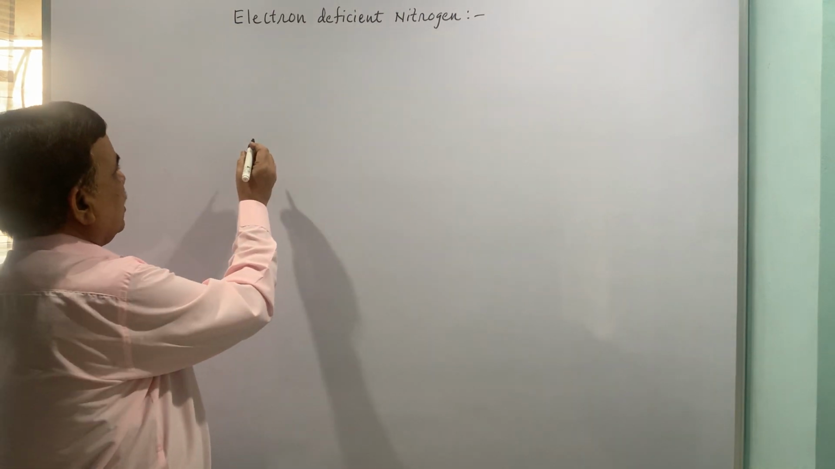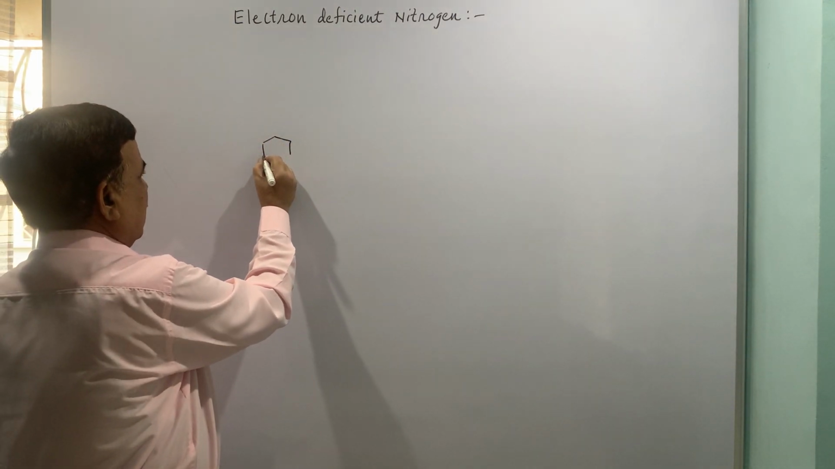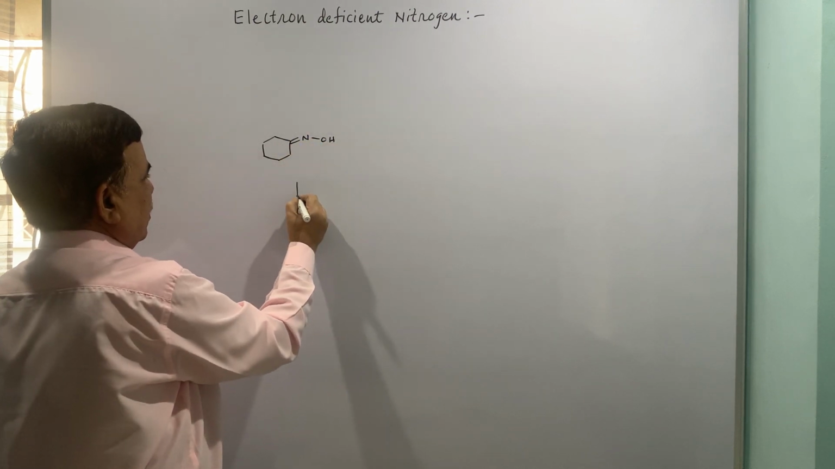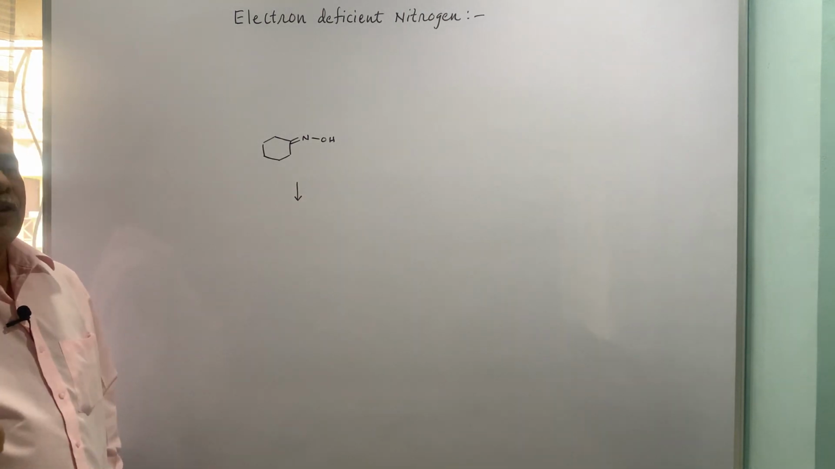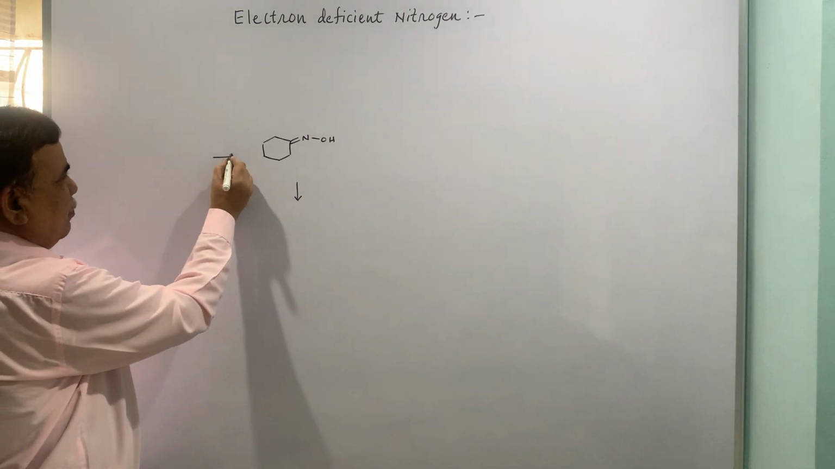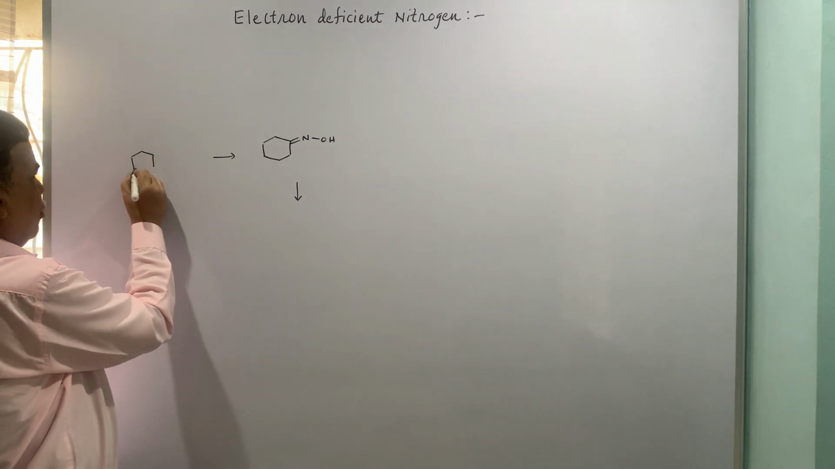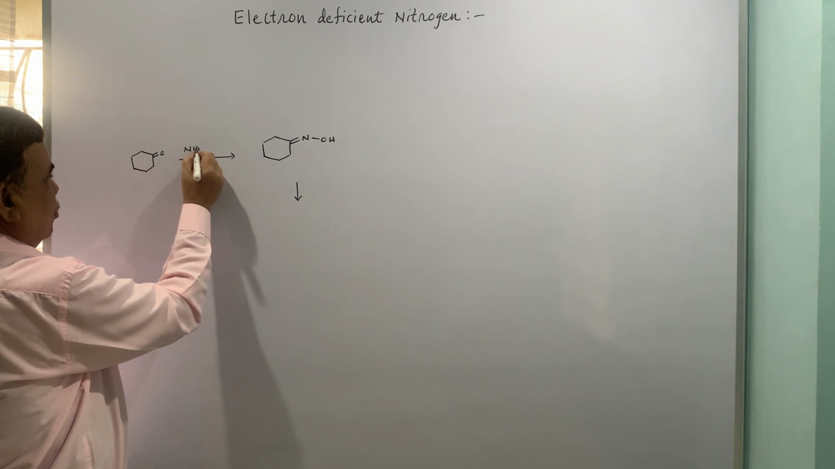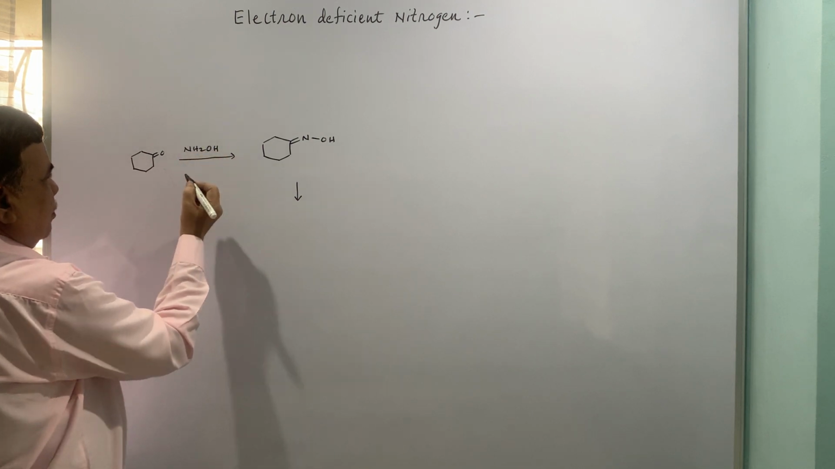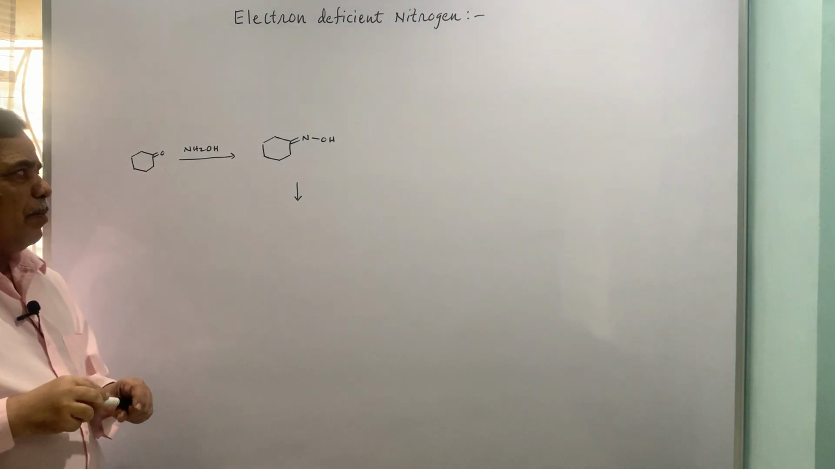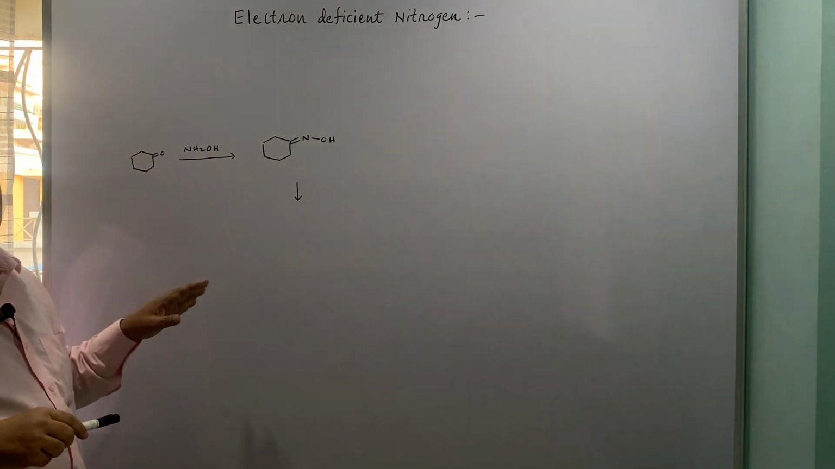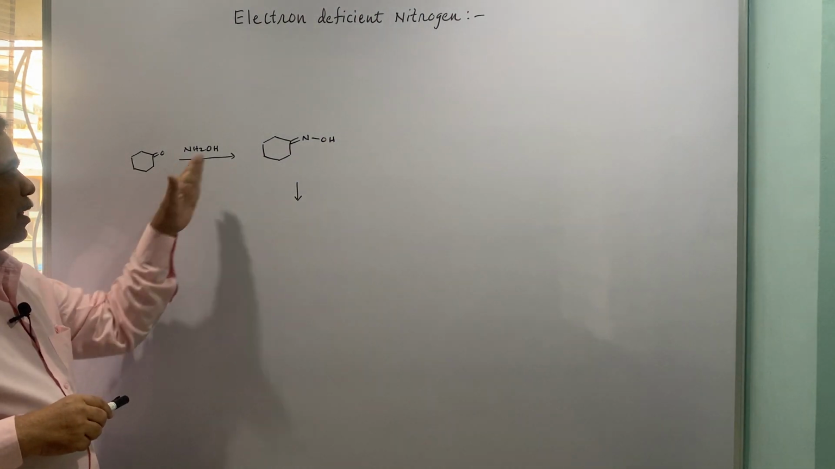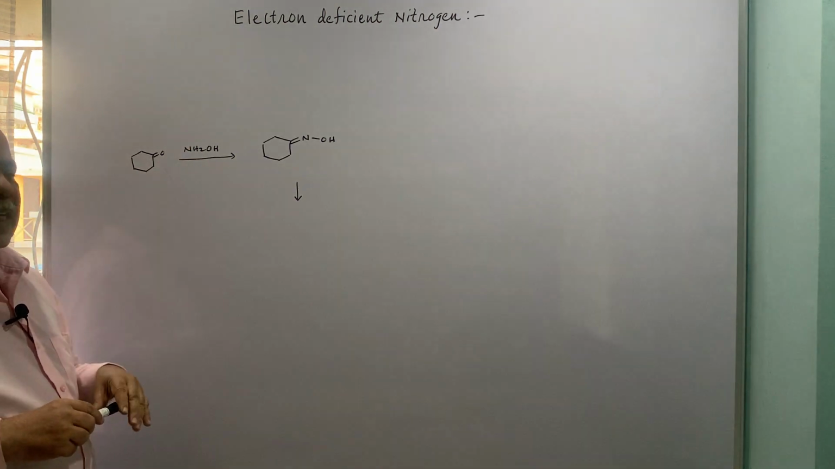Now Beckmann rearrangement, the standard example I will put, the oxime of cyclohexanone. So this is formed when cyclohexanone is treated with NH2OH, hydroxylamine. Actually hydroxylamine hydrochloride is there, and along with it some base is added like sodium acetate, NaOH, etc. That is how you get the oxime. This is nucleophilic addition reaction.